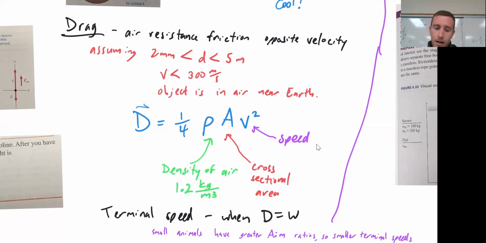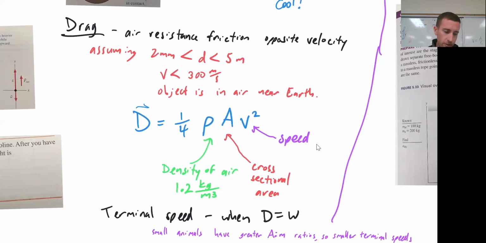So the big factor here is the speed, because the speed gets squared. So it's going to have the most impact, speed times speed again. The cross-sectional area is a big deal. And then obviously the density, right? Air is much, much, much less dense than, say, water. If I was trying to find the drag due to water, it'd be a lot bigger because the water is much denser.